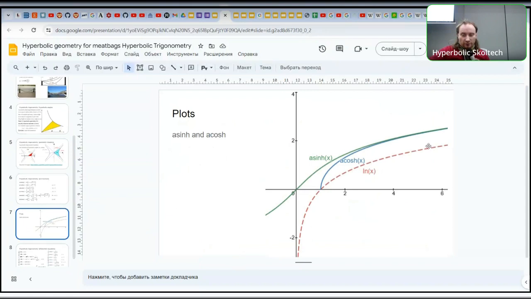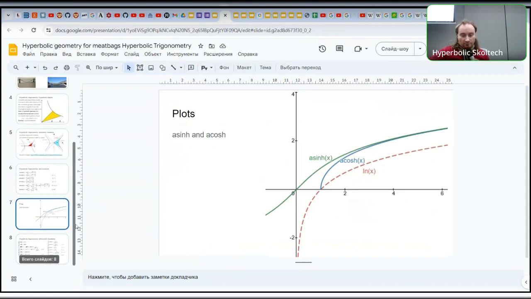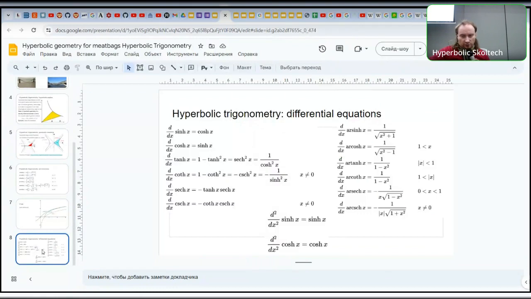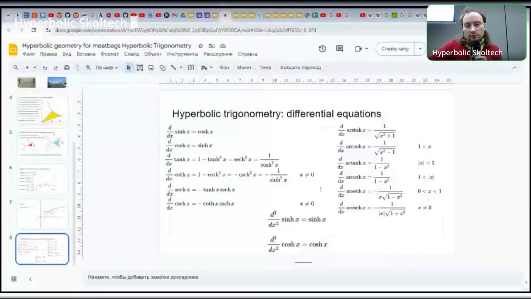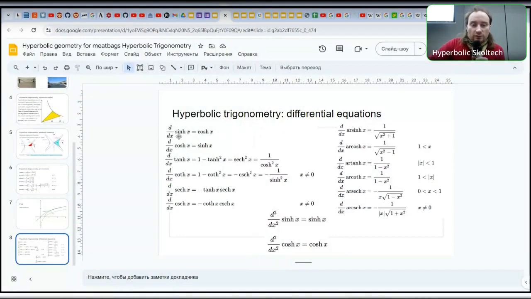And here are differential equations for these functions. Actually, very similar to what we have for usual trigonometry, like the derivative of hyperbolic sine is hyperbolic cosine, the derivative of hyperbolic cosine is hyperbolic sine, and second derivatives are just the same functions for hyperbolic sine and hyperbolic cosine.